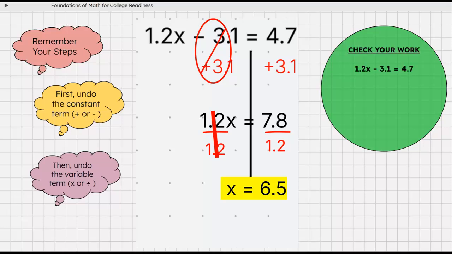1.2x minus 3.1 equals 4.7. Let's substitute. 1.2 times 6.5 minus 3.1 equals 4.7. Well, 1.2 times 6.5 is 7.8, and 7.8 minus 3.1, well, that is 4.7. 4.7 equals 4.7. We are correct.